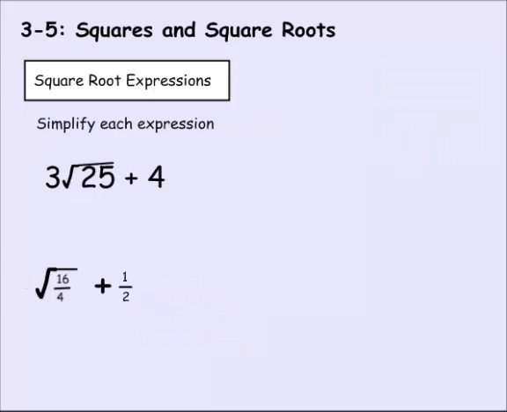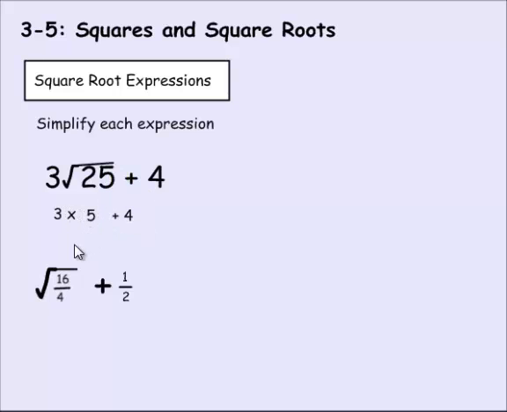Now it asks us to simplify expressions. As far as order of operations goes, we need to treat square roots the same way we treat exponents. These go behind parentheses but in front of multiplication and division. So in this case we have 3 times the square root of 25, plus 4. Whenever you have a number outside like that, it's going to be multiplying times the square root. So we need to find the square root first. The square root of 25 would be 5. And then we're going to do 3 times that, and then we're going to add 4 to that.